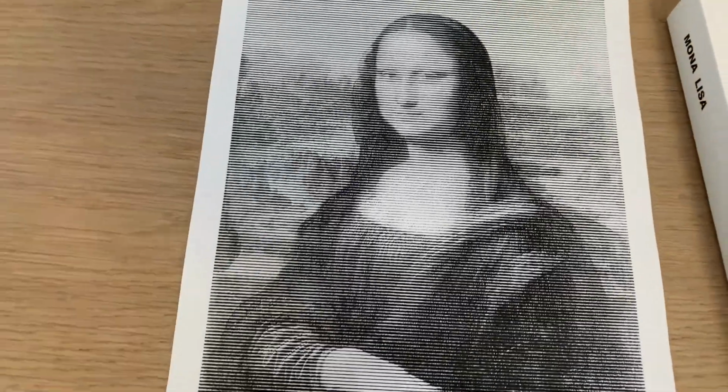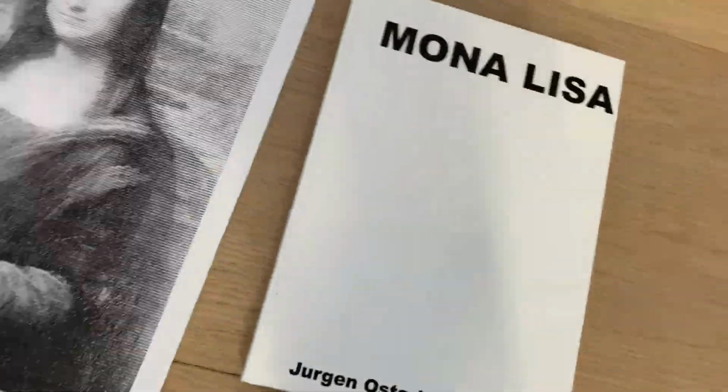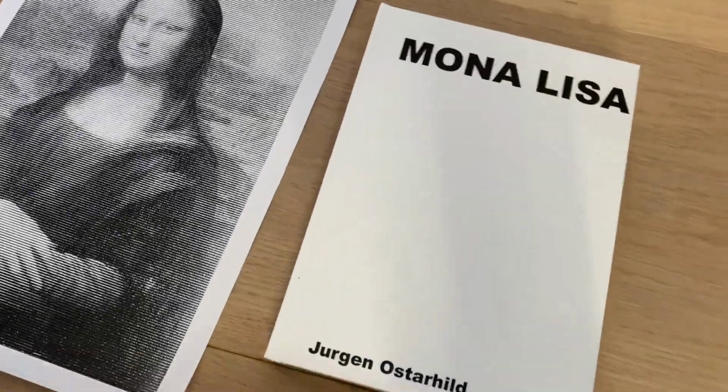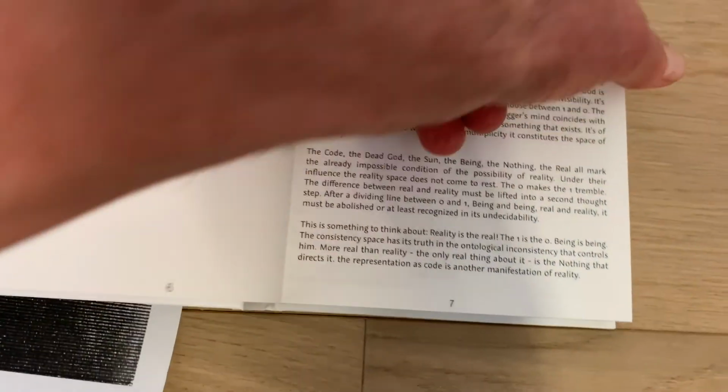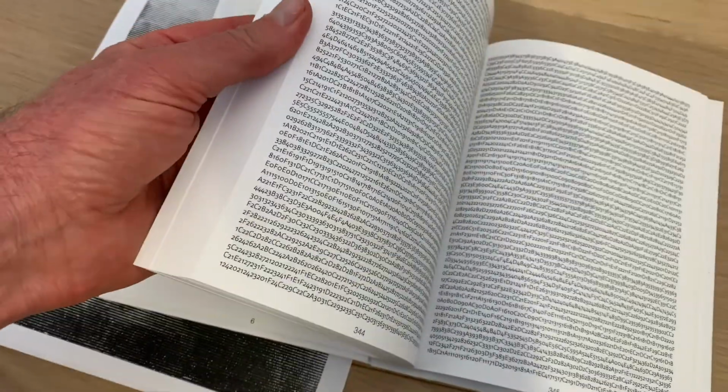Here, another book authored by Jurgen Ostarhild is Mona Lisa. Mona Lisa, the oil painting by Leonardo da Vinci, was digitized by the C2RMF, Centre de Recherche et de Restauration des Musées de France. The scan was downloaded and converted into hexadecimal code. The book shows the hexadecimal code of this file.